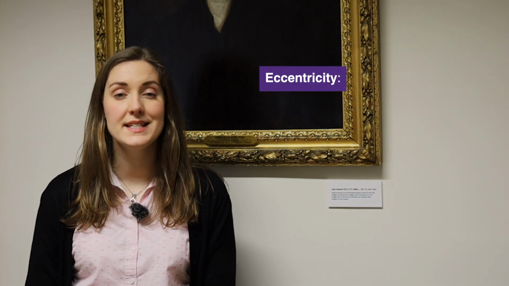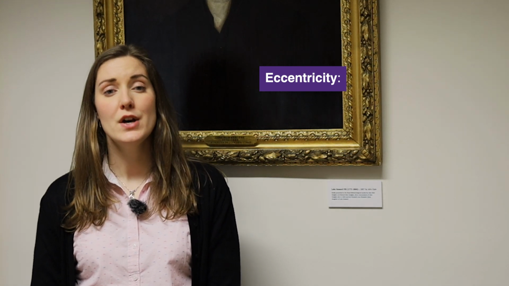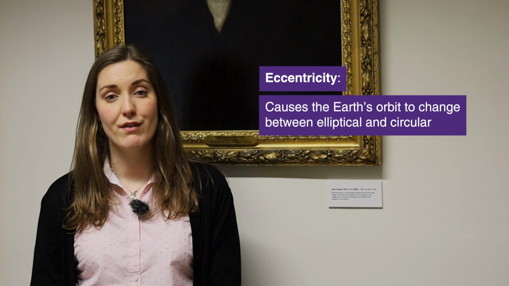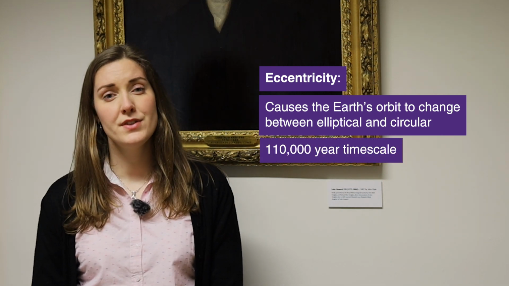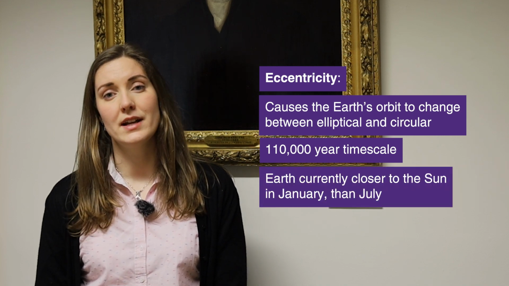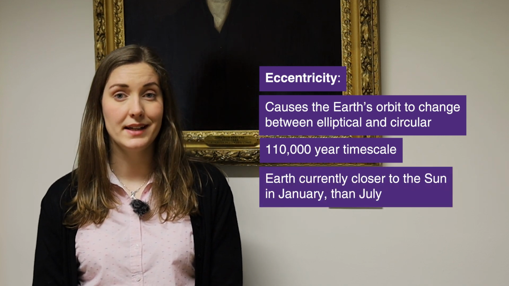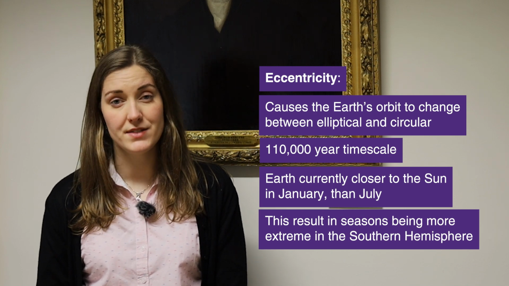The 3 components are 1. Eccentricity. The combined gravitational pull of the Sun, Saturn, Jupiter and other planets cause the shape of the Earth's orbit to vary from its most elliptical to almost as circular. It has a 110,000 year timescale. The Earth is currently closer to the Sun in January than in July, meaning that the seasons are more extreme in the southern hemisphere than in the northern hemisphere.